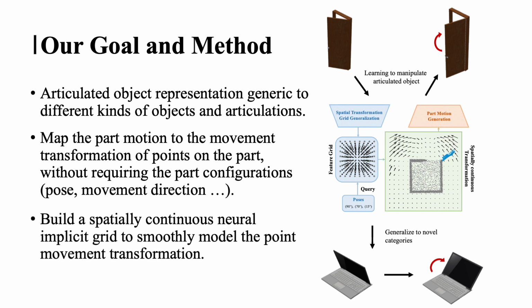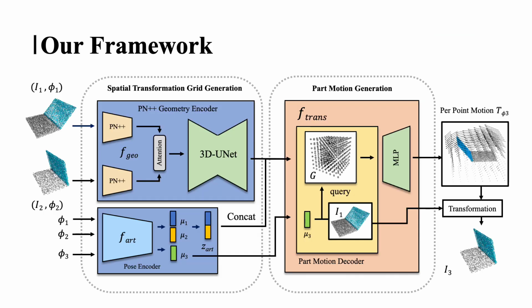Further, we build a spatially continuous neural implicit grid to smoothly model the point movement transformation. Given 2 point clouds of an object with different part poses, we aim to generate point clouds of the same object under query poses. Each point cloud is provided with the corresponding part pose label indicating the scale of its articulation. We propose a novel framework to tackle this problem.